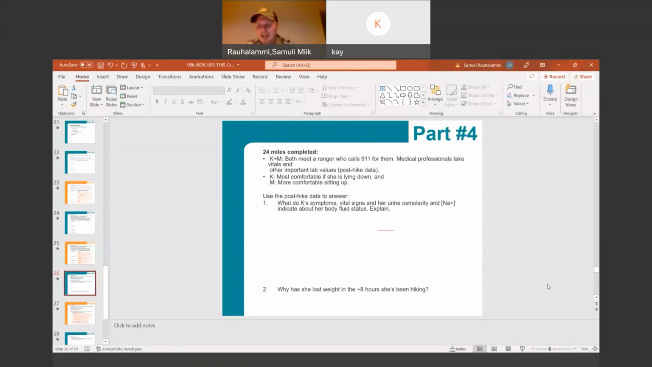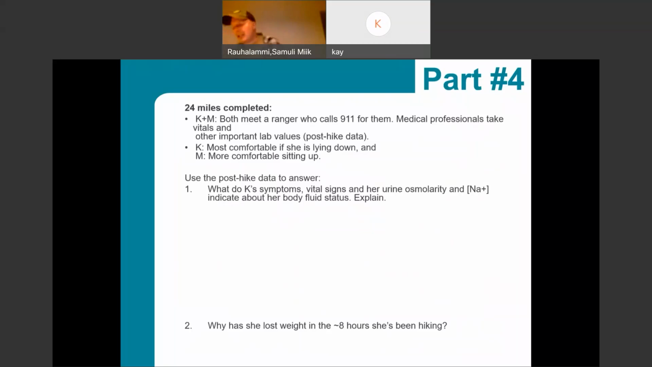We have now completed the hike. And we want to see 2 things: why one of the hikers lost so much weight and why one of the hikers gained so much weight in this short period of 8 hours. 8 hours is not enough for you to lose adipose tissue, to become skinny. So it's going to be all about water.